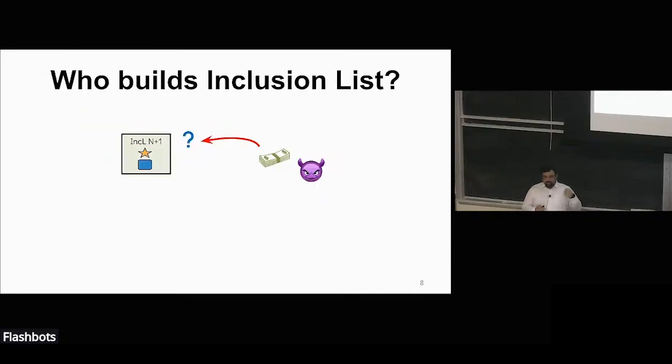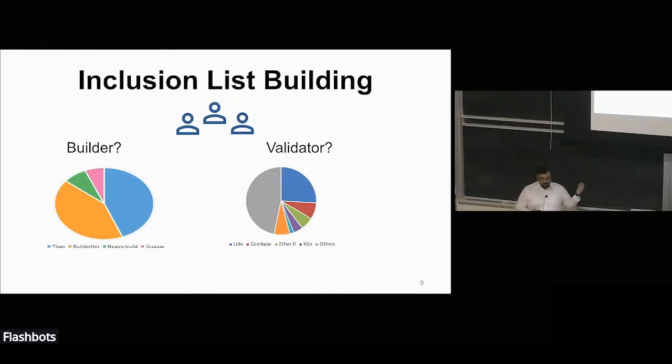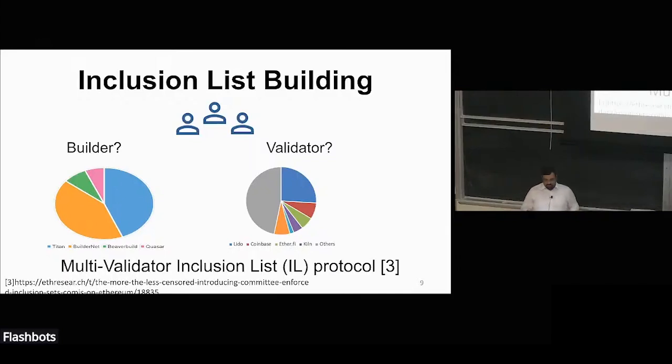The first point is who is going to be building this inclusion list? Should it be a single party, which can again be bribed, since it is easy to reach, or should it be multiple parties, making it worse for the adversary? Should it be builders, who are a centralized entity, or should it be validators, who are relatively known to be a decentralized set of parties? These are all rhetorical questions. Obviously, we want multiple validators. We want a multi-validator inclusion list protocol. And that is exactly what COMIS introduced, and it laid the groundwork for multi-validator inclusion list protocols.